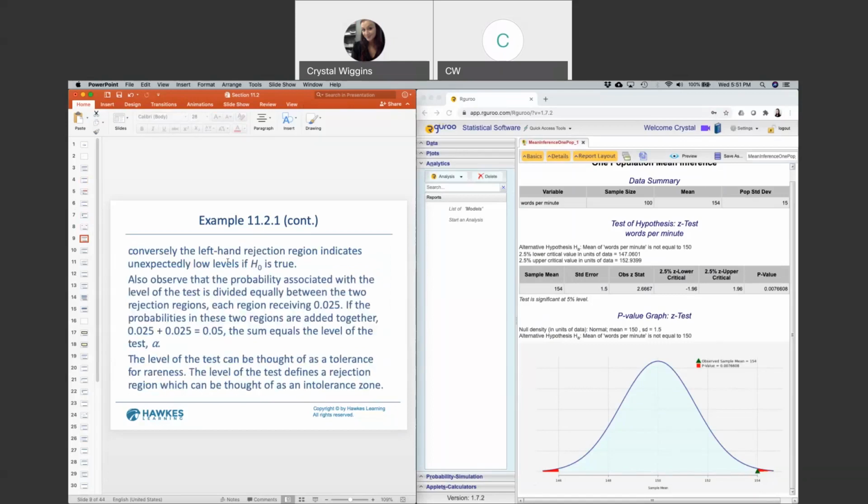So observe that the probability associated with the level of the test is divided equally between the two rejection regions.